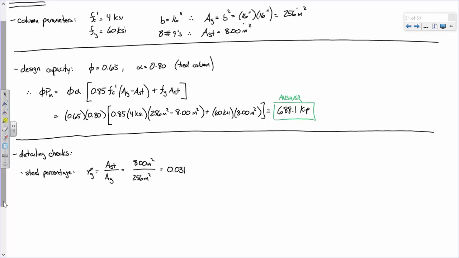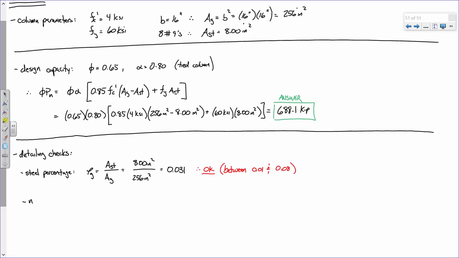So 0.031, do I have a second on that? All right, so is that good? Yeah, that's okay. And the reason why is because it's between .01 and .08. Simple.